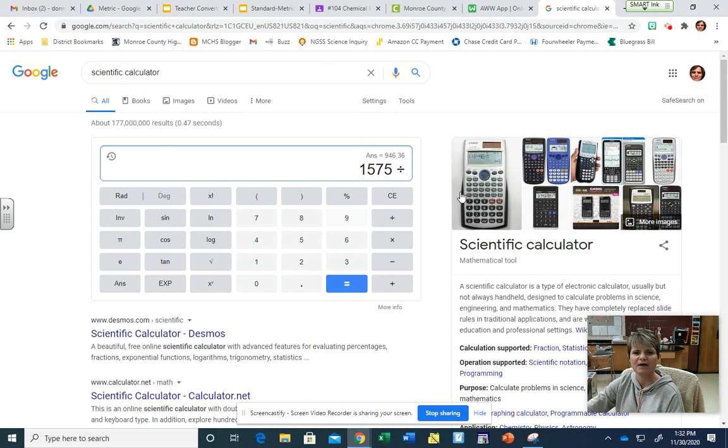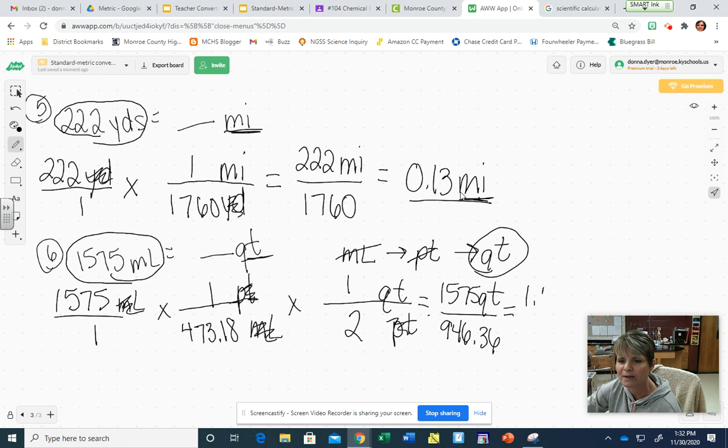1575 divided by 946.36, and that gives me this. Again, I'm going to round to 2 places past the decimal. That's 1.66. This 4 is not big enough to change this 6, so it's just 1.66. So this is 1.66 quarts. Again, notice the only unit that I'm left with in my answer is the unit that I'm solving for.